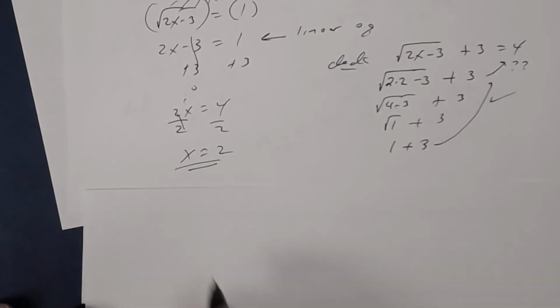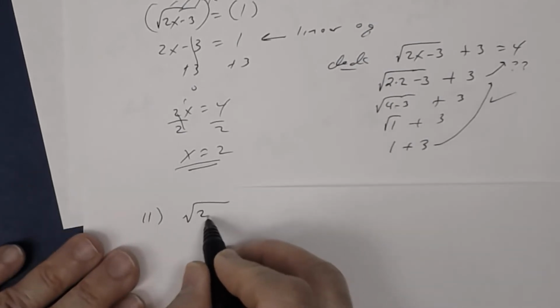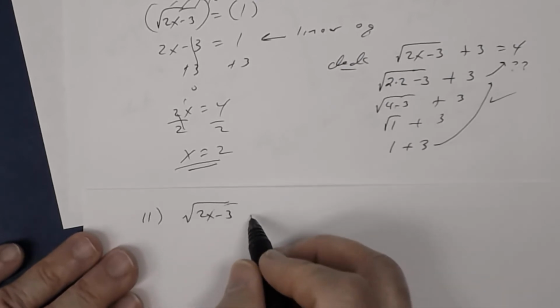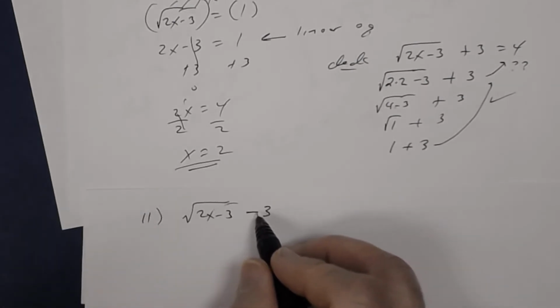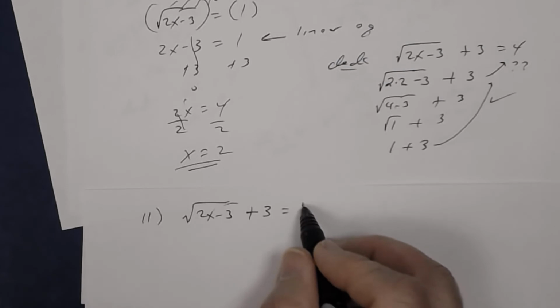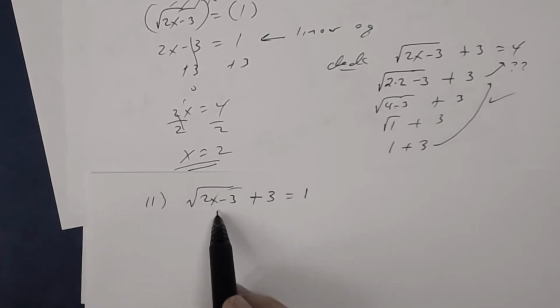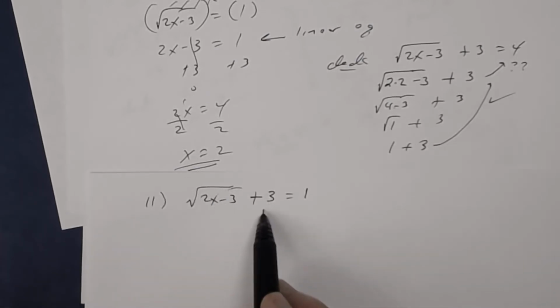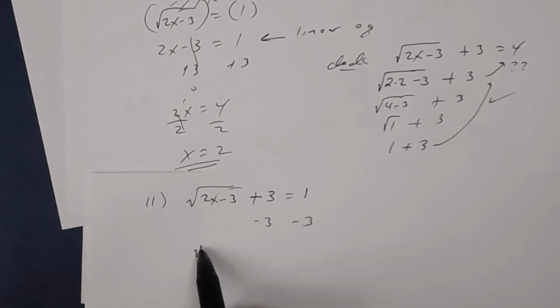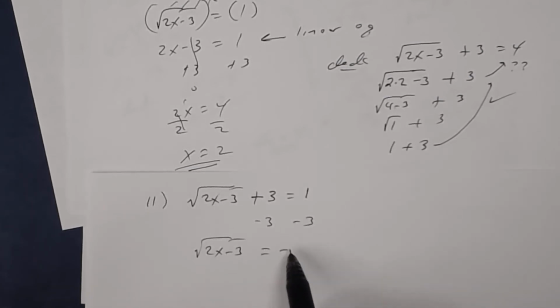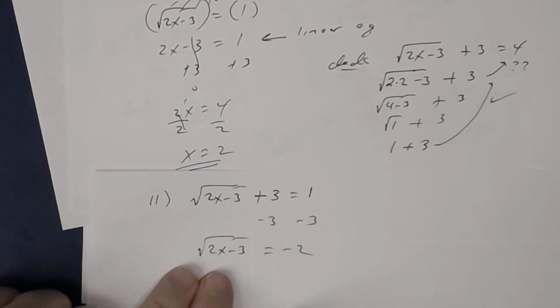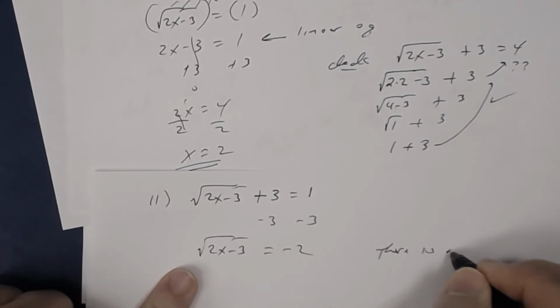And 11. What if you had the square root of 2x minus 3, let's say plus 3 equal, let's say, 1? All right? Okay. So we're going to get the radical by itself. So you're going to subtract 3 from both sides. So I have the square root of 2x minus 3 equal negative 2, right? Now, notice, guys, at that point, you see that negative constant, right? So you know right away there's no solution, right? There's no solution.